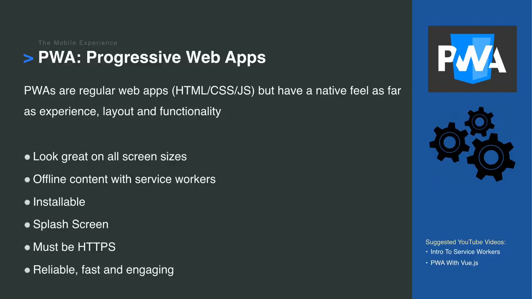With PWAs, you can utilize something called service workers in the browser to cache your content for offline viewing. So this way, if you lose connection, it functions more like a native app. You can still do certain things, and you don't just get some ugly error message. Like I said, you can also make them installable. You can add a splash screen. It must be over HTTPS. That's a strict requirement for PWAs. And basically, they're just web apps that are reliable, fast, and engaging.